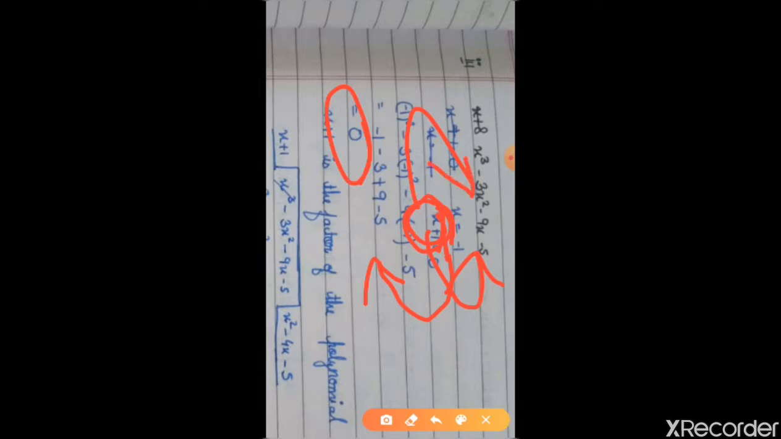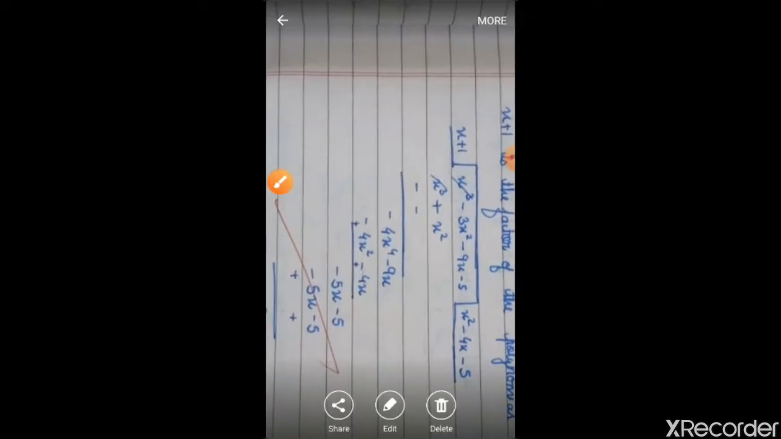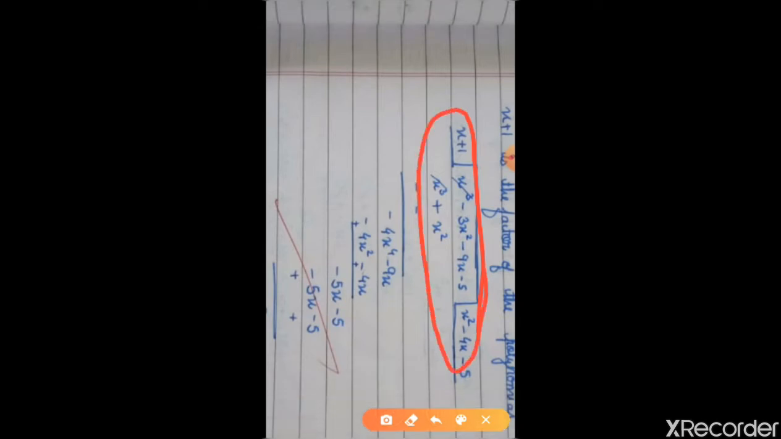Then we will divide the polynomial by this factor, and at the last you can see that the remainder is coming 0. Now you know that dividend equal to divisor into quotient. In the next process, this equals this multiplied by this. So the dividend equals divisor into quotient, and again we have solved it with the help of splitting the middle term.